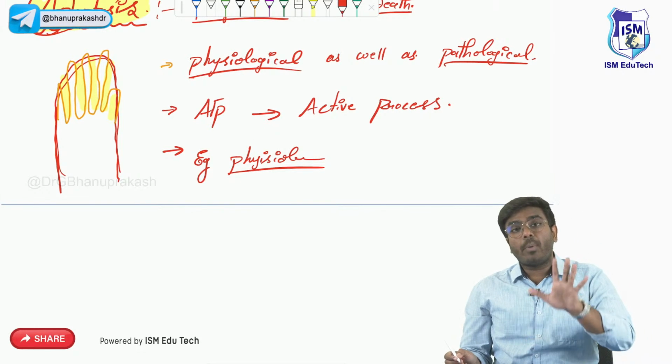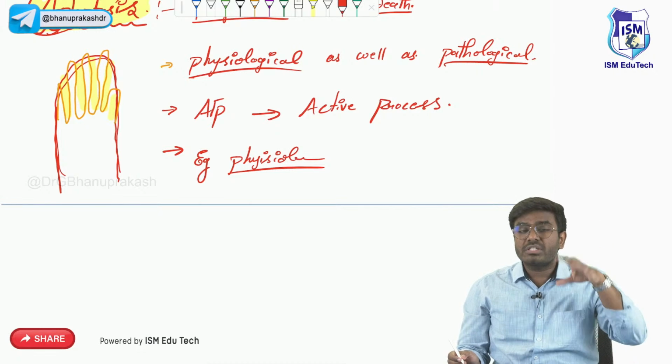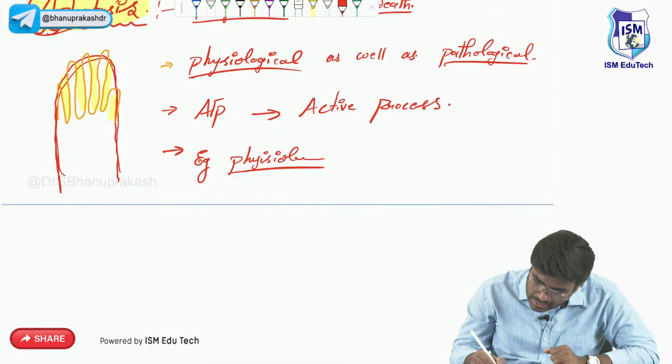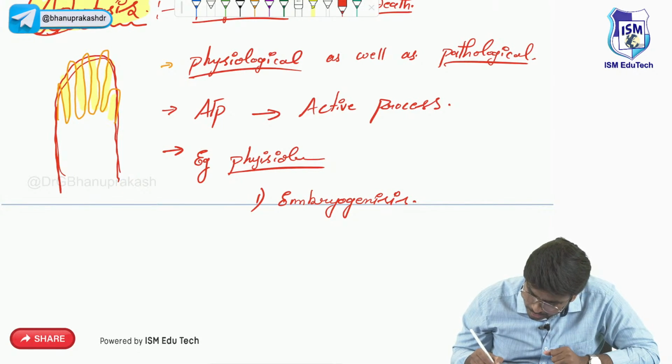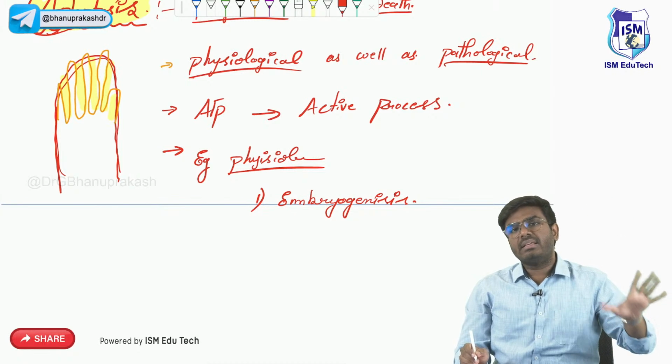Physiological, sir, you are saying apoptosis, cell death should happen physiologically in your body during certain times. What are they? First example is during embryogenesis. During embryogenesis, a lot of unnecessary cells will die.